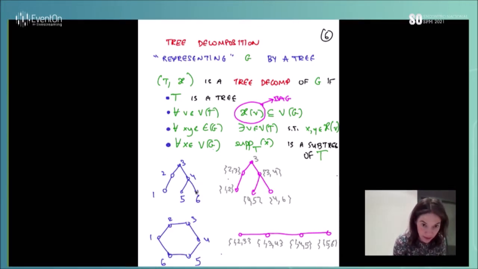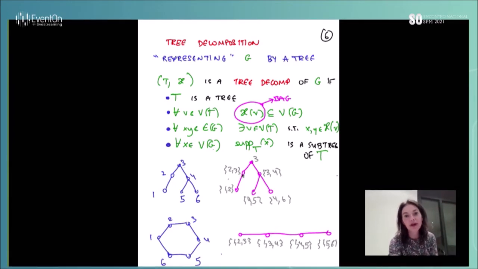So blue is the graph and pink is the tree decomposition. I start with this graph. It has vertices 1, 2, 3, up to 6. Now I'm going to construct a tree decomposition of it using the same tree. This graph is a tree, so I'm going to use the same tree for a tree decomposition. And what I'll do is I'll say 3 is the root of this tree. And then for every vertex of the tree, there's a unique path to the root. So from 1, I go this way, from 4, I go that way.